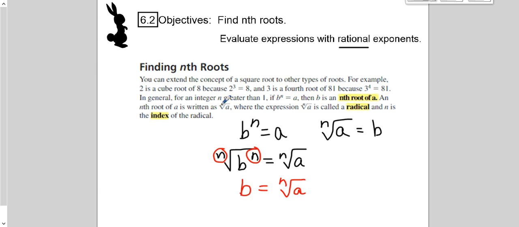An nth root of a is written as the nth root of a, where the expression n radical a is called a radical, and n is the index of the radical. So this number here is an index, this number here was an exponent. A lot of times I will tuck that n in here just to make sure it doesn't look like it belongs somewhere else. You don't want two of them though. So you can put it right on top of that, or you can tuck it in that little corner.